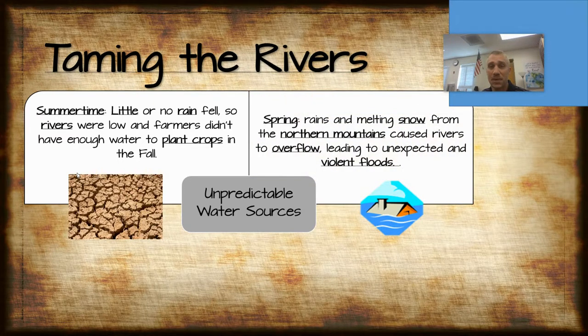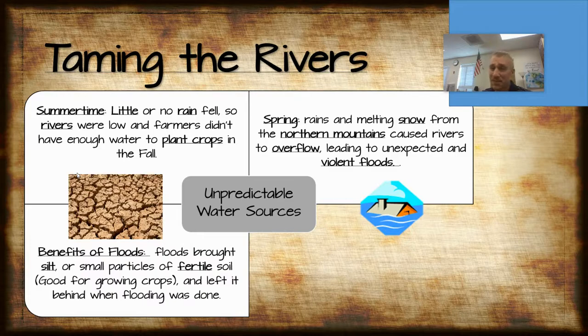Other times, you could have way too much water. In the spring, you could have a lot of rain and melting snow from surrounding mountains that are flowing into the Tigris and Euphrates, and that's going to cause overflows. That's going to cause violent floods. So you never know what you're going to get. Sometimes not enough, sometimes way too much water coming down these rivers, causing floods, which of course we know can be destructive.